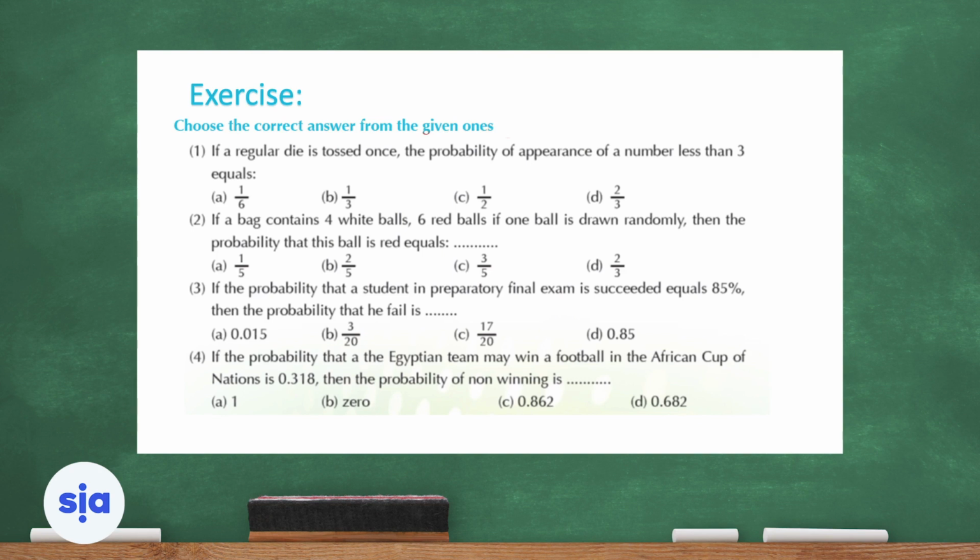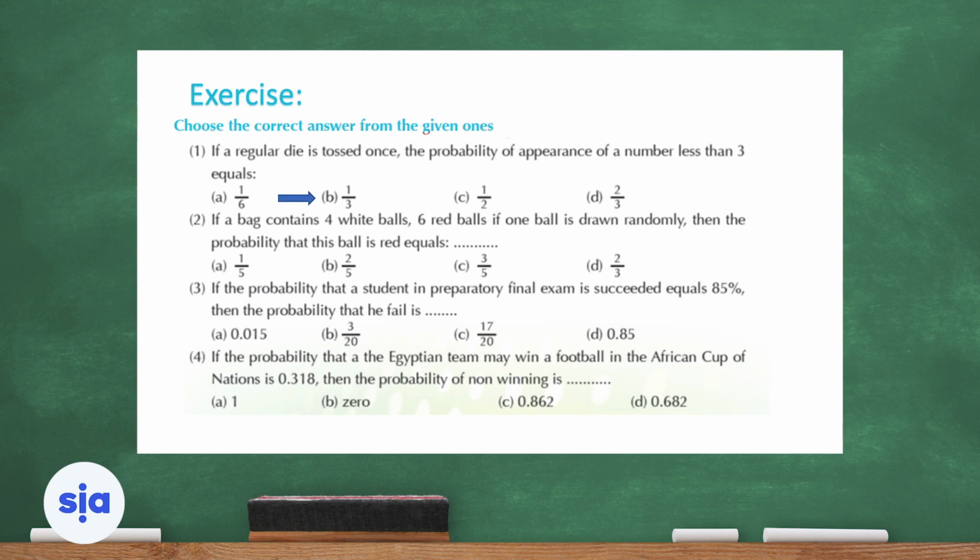Choose the correct answer from the given ones. Let's go to question 1. If a regular die is tossed once, the probability of appearance of a number less than 3 equals? Yes, how many numbers are there less than 3? 1 and 2. So it's 2 out of 6 outcomes, which is 2/6, which is 1/3.